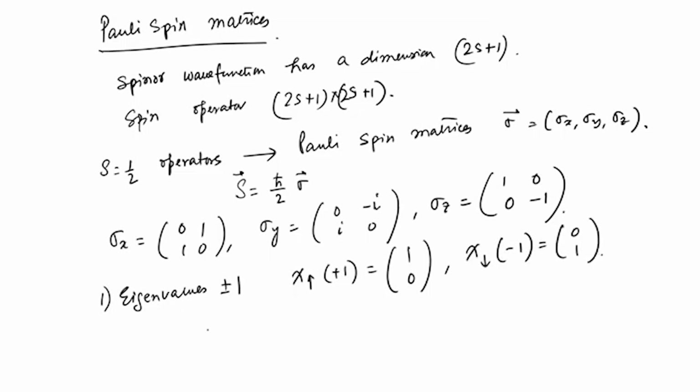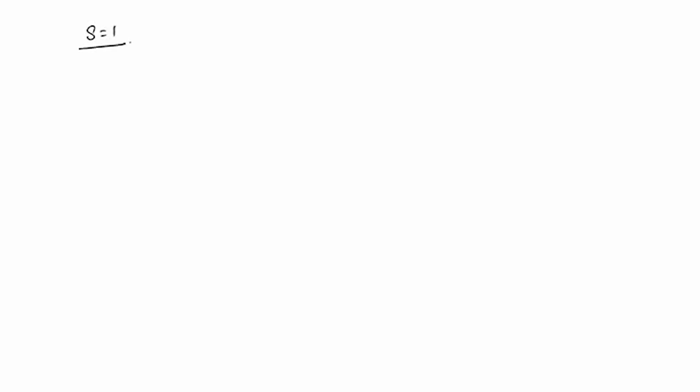And of course, there are other properties, such as the trace being equal to 0 for each of them. You can see that the sum of the diagonal elements equals 0, and so on. We are going to come to that soon. But first, a spin 1 system, for example, is not described by the Pauli matrices, and as I said, these will be 3 by 3.